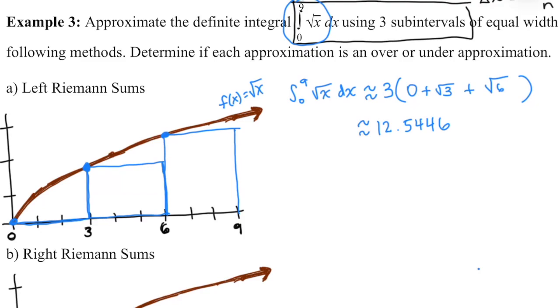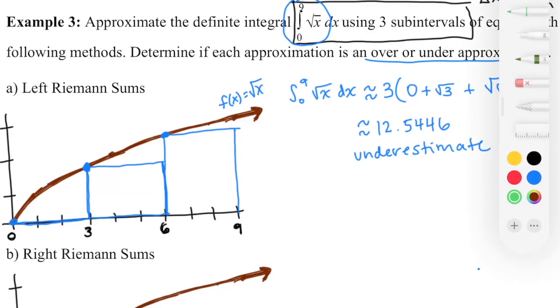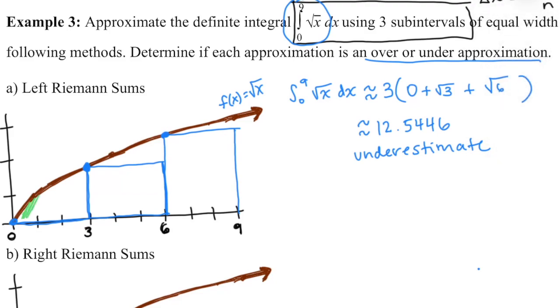I'm asked to determine if the approximation is an over or an underestimate. And this is an underestimate. The reason why, I'll use green, is because of all this space that is under the curve that my rectangles don't take up. So all of this green space is space that the rectangles are ignoring. So the rectangles are an underestimate because there's all that green area that was never taken up.